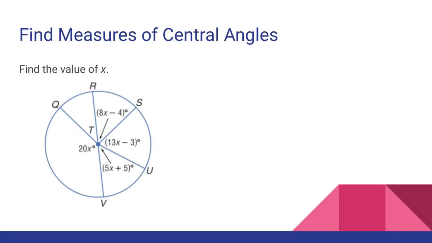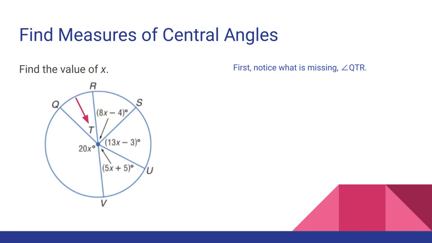So we're going to use that information to find the value of x. First thing I want you to notice is what's missing, right? So we have 1, 2, 3, 4, 5 angles here, and we're missing one of them. We're missing angle QTR.